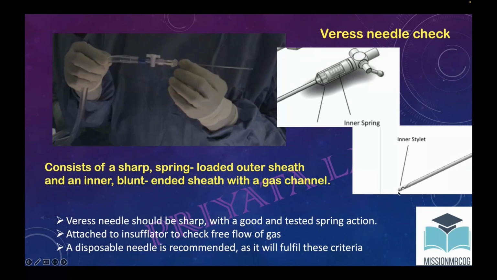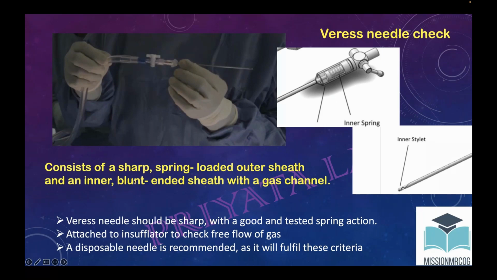Before you insert the needle, it has to be a new needle. If it is a new needle, then it will be fine. But if it is a reusable needle, you have to check for the spring action, and also make sure the tap is on and there is free flow of gas. So same thing I have explained here. It consists of a sharp spring-loaded outer sheath. This is the outer sheath, sharp and spring loaded, and the inner sheath is blunt, with a gas channel.